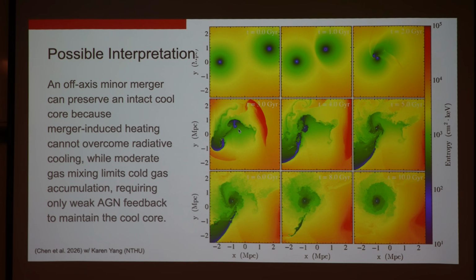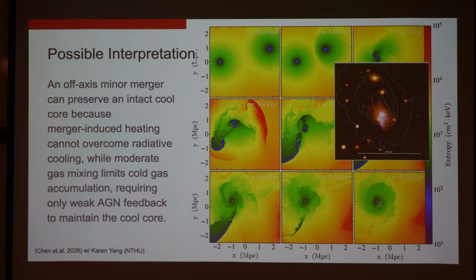So the cool core stays there, and then the other cool core got disrupted, becoming the cold stream, or the cooling thing. And then you can detect the thing inside, and then eventually the thing settled down and it became that one cluster.